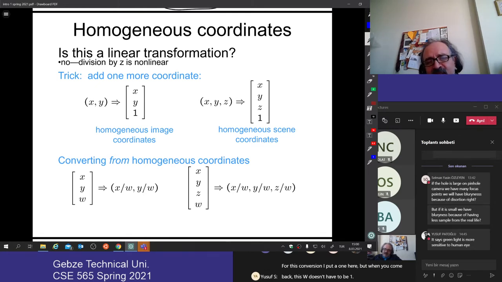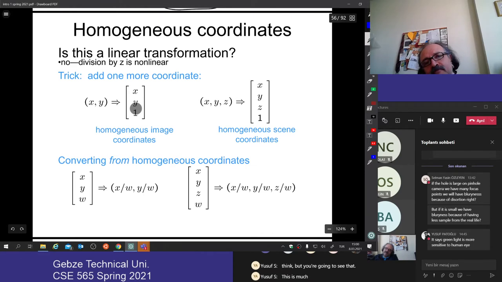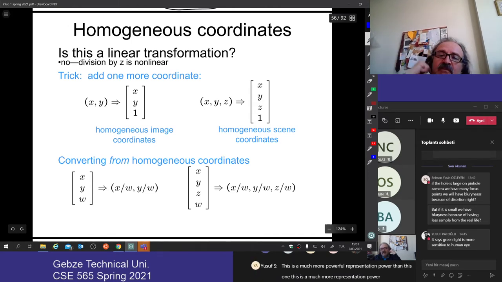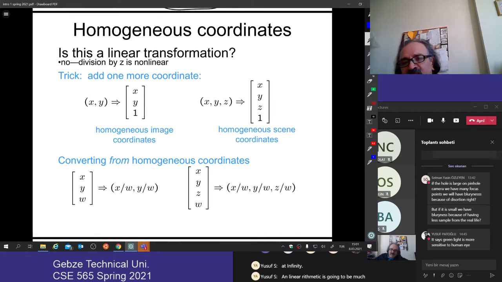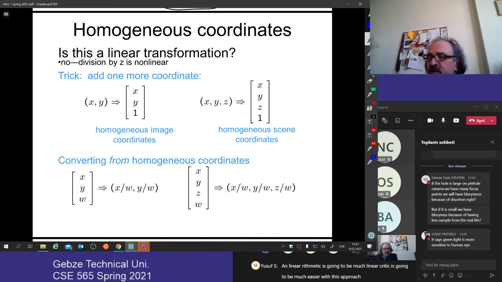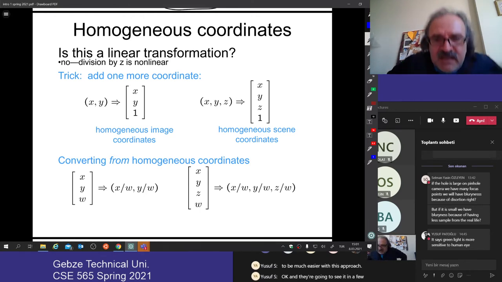Well, it might sound silly for you right now. Why are we using such a silly thing, you might think, but you are going to see that this has much more representation power than the regular one. Because with this notation, now I can represent the points at infinity. And linear arithmetic is going to be much easier with this approach. We are going to see it in a few minutes, and it's going to be very helpful in our cases.